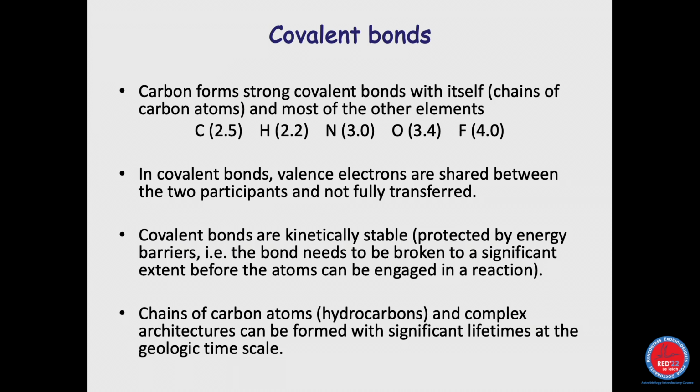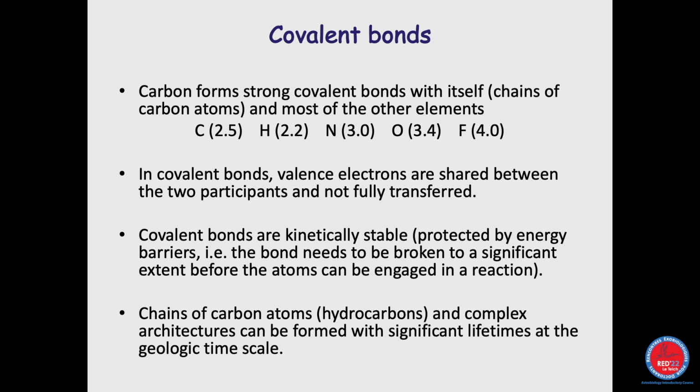In covalent bonds, the electrons that participate in the bond, valence electrons, are shared between the two atoms. The two participants are not fully transferred, so that the result is that covalent bonds are kinetically stable. It means that if you want one of the elements to react, you need first to break partially this bond. And this means that there are kinetic barriers to the cleavage of the bond and then to a reaction. You can, of course, as I said before, form complex architectures, and these architectures are stable at geological timescales.